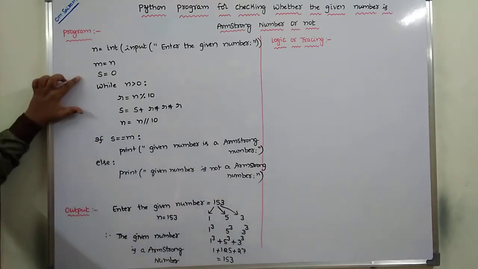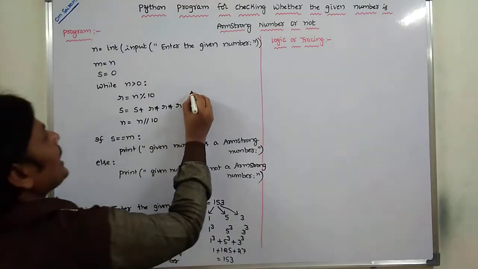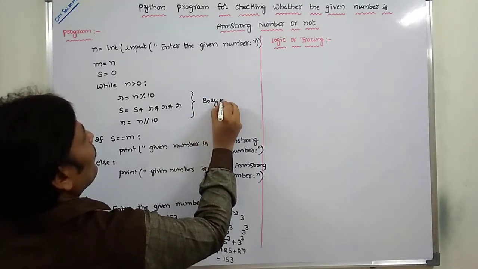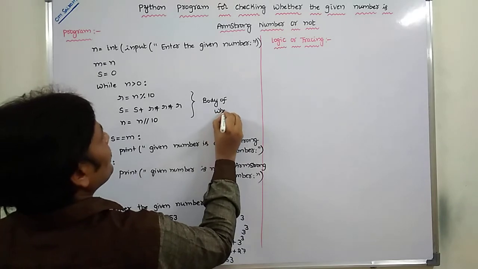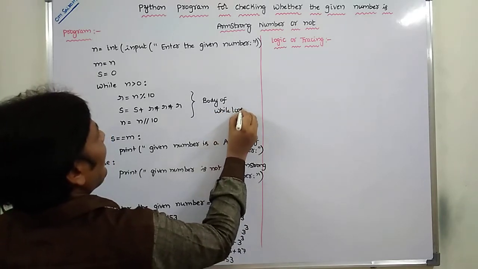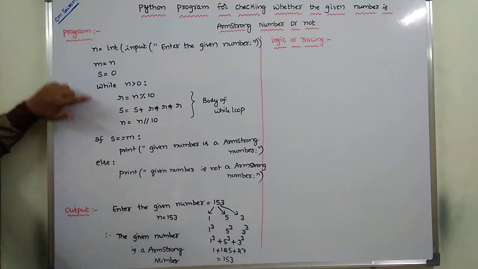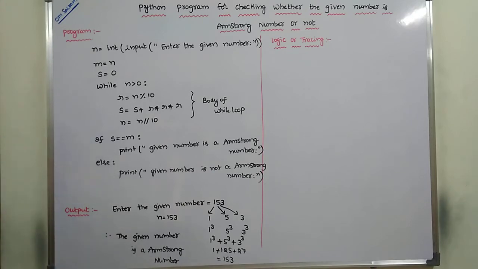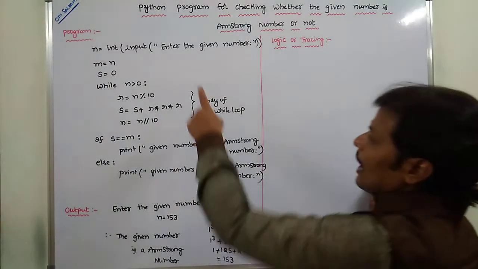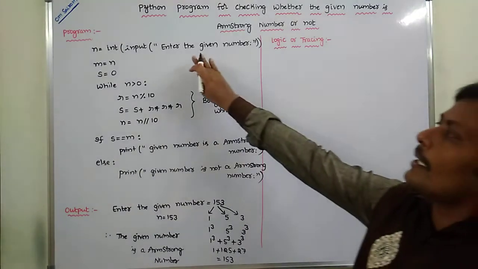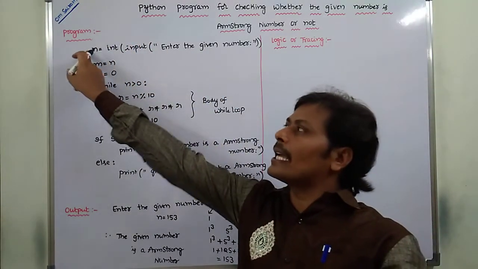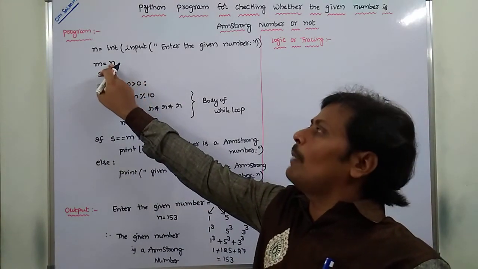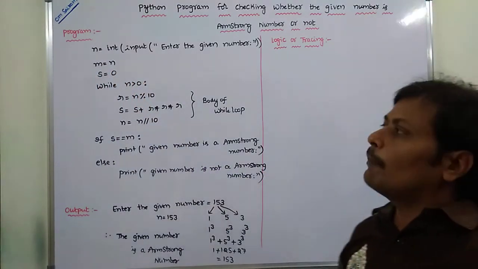Okay, so this is the program. These three statements belong to the body of the while loop. While loop starting from this statement and ending with this statement. This statement is after the while loop. Okay. So now this is our program. First enter the given number. That number can be assigned to the variable n. Whatever value is there in the variable n, that can be assigned to the variable m.